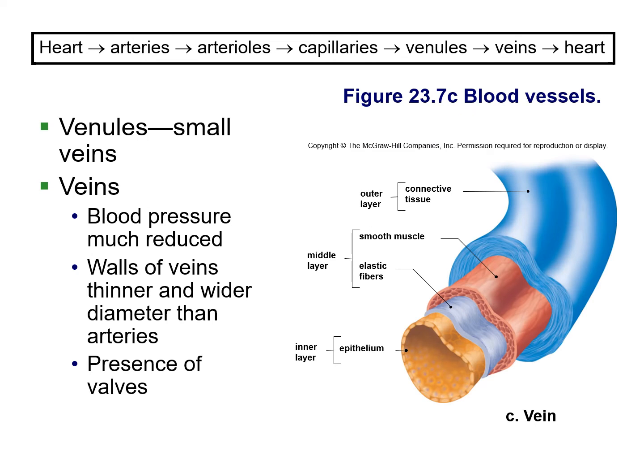Now if you look over here, the outer layers of the veins or the venules are the same thing: connective tissue, smooth muscle, elastic fibers, and epithelium. They're just moving blood in the opposite direction, and they're moving blood that the O2 has been used up on.